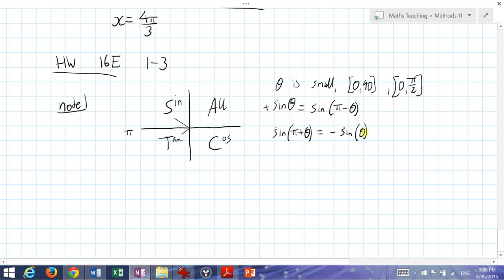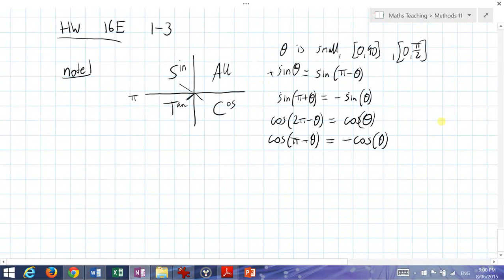This is a trick to remembering the symmetries we wrote down beforehand. Cos of 2 pi minus theta, that's in our fourth quadrant, and cos is positive there, so it's going to equal cos of theta. But cos of pi plus theta, where's that? That's in our third quadrant. Only tan is positive there, so it's going to be negative cos of theta. If you can remember this ASTC, it'll help you remember all the symmetries.